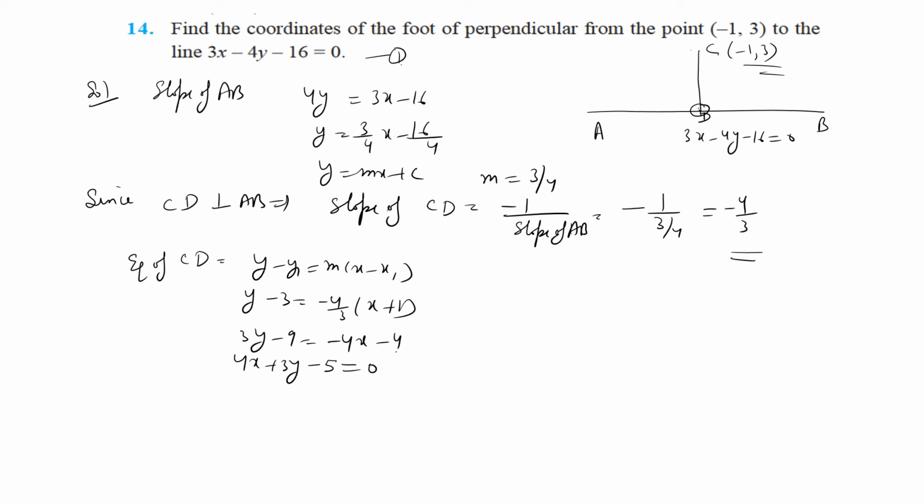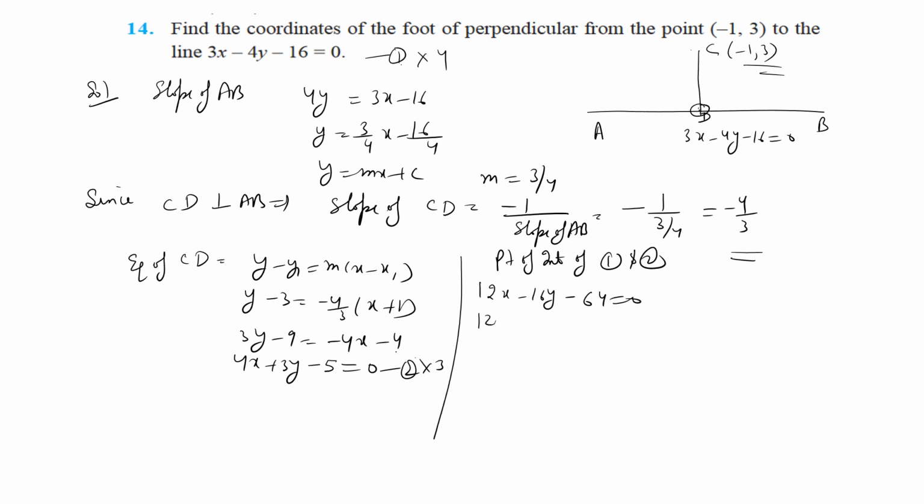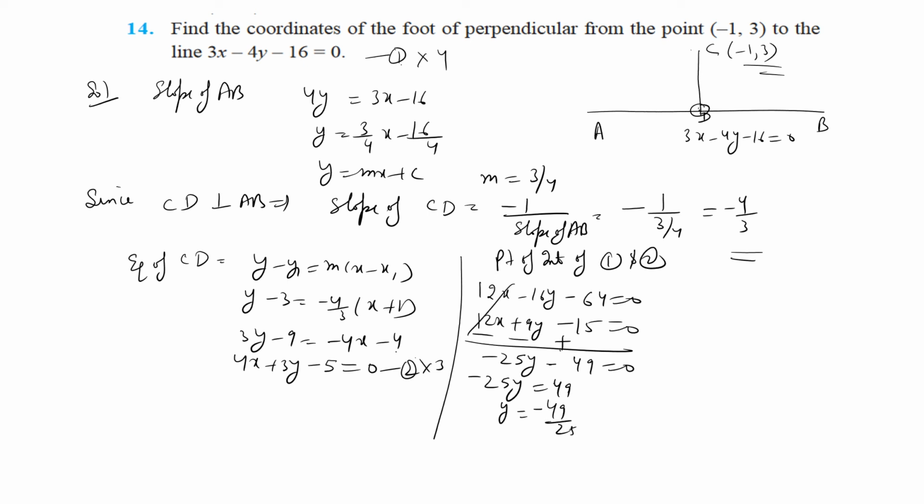Right? So I need to calculate the point of intersection of these two lines, 1 and 2. For that I multiply this equation by 4 and this by 3 to equate the coefficients. So this is 12x minus 16y minus 64 equal to 0, and this is 12x plus 9y minus 15 equal to 0. So let us do the subtraction. Minus 25y, so this is minus 49 equal to 0. So 25y is equal to minus 49. So y is minus 49 by 25. Okay. Now put this in 1.